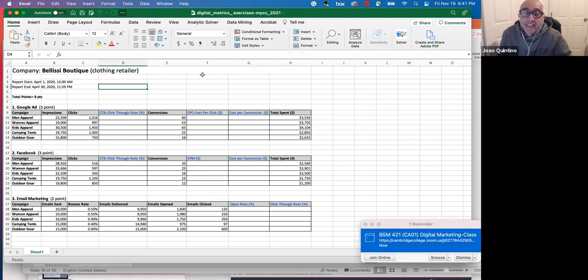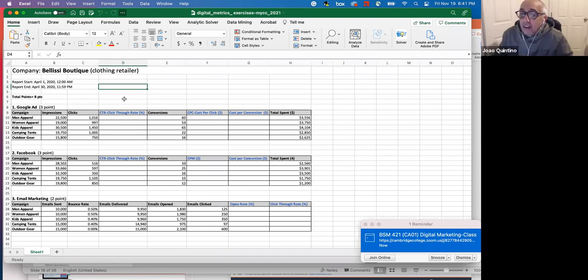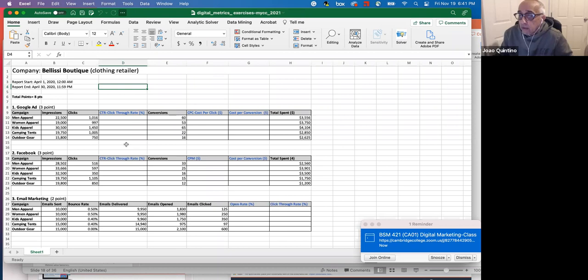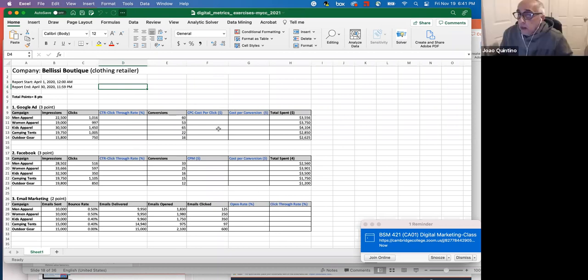And this is the test. As you can see, 8 points. Is this the 12th? I think it's the 12th, yeah. It's open. You can do it today if you want. It's very easy. Each column here is worth 1 point. Altogether, it's 8 points.